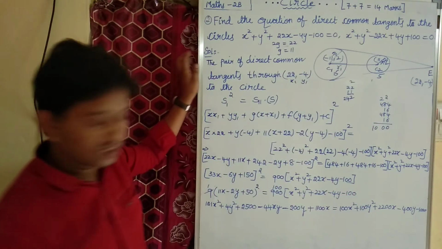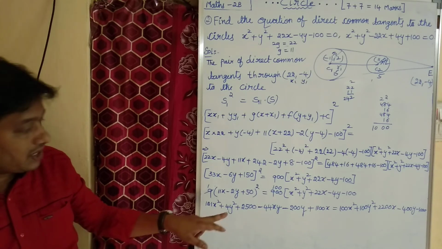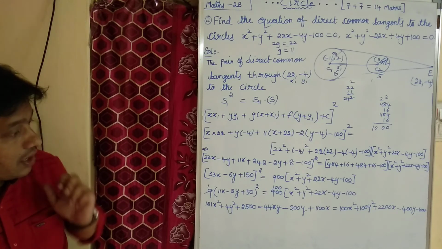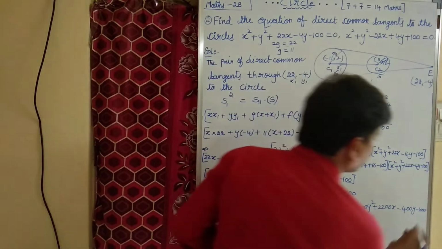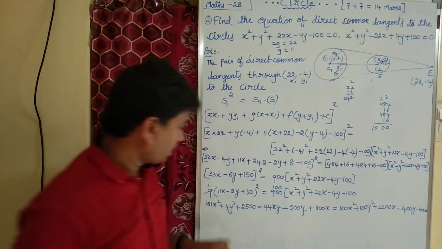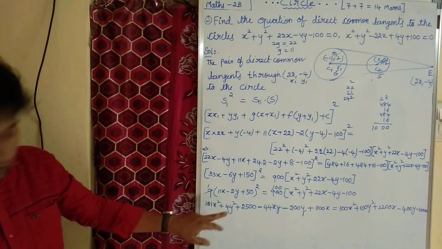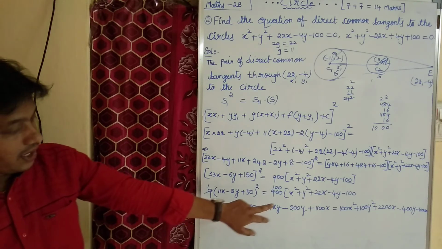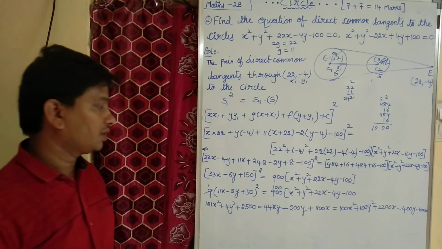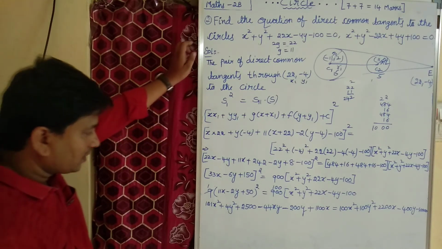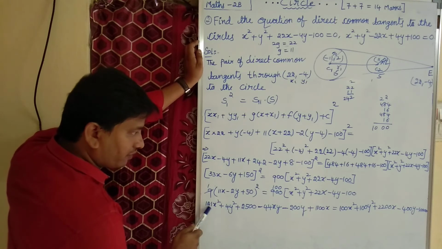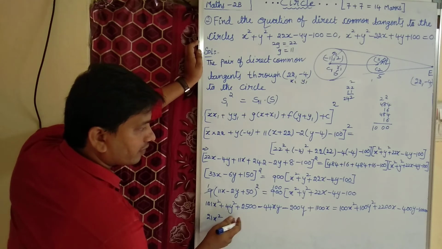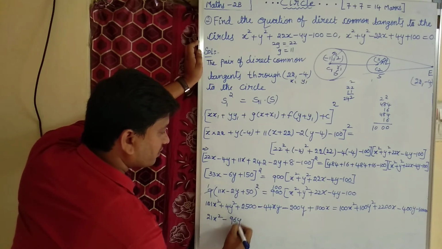Is it clear, children? 100x square plus 100y square plus 2200x minus 400y minus 100 into 100 into 100, 10,000. One more zero. Okay, here we got 121x square plus 4y square plus 2500 minus 44xy minus 200y plus 1100x. Yes, correct. Now 100x square you transpose, children. 121x square here, we have 100 here. So it will become 21x square, and 4y square will become minus 96y square.